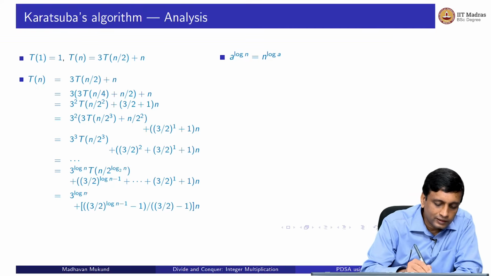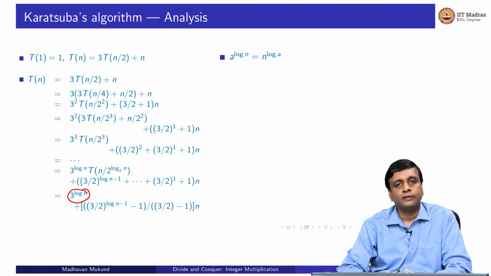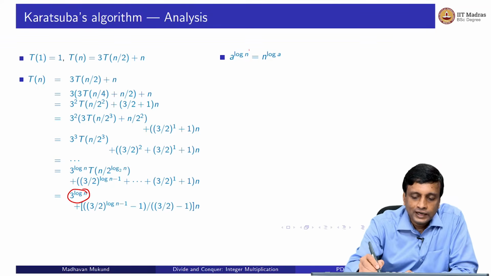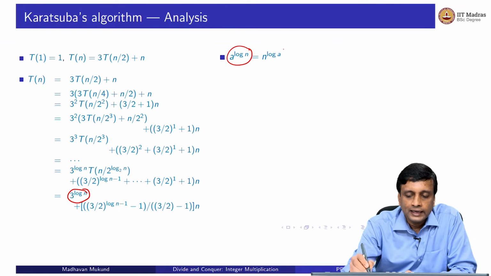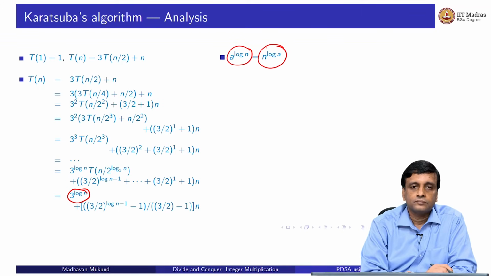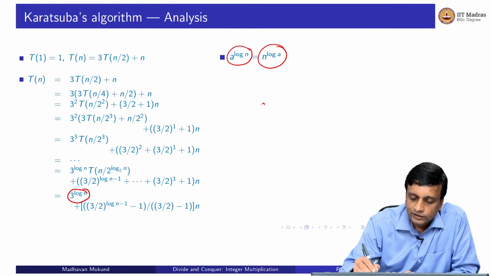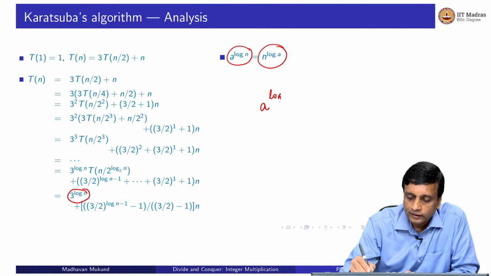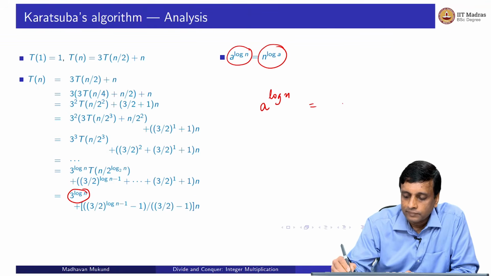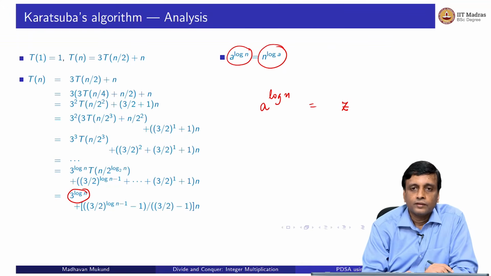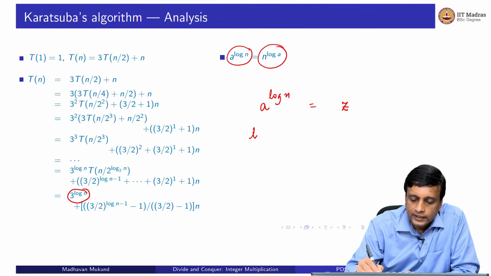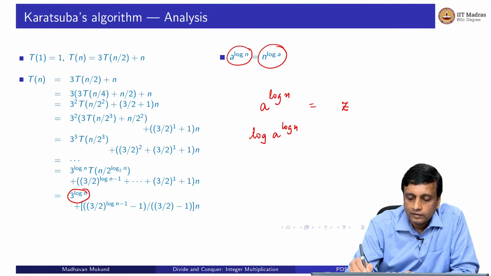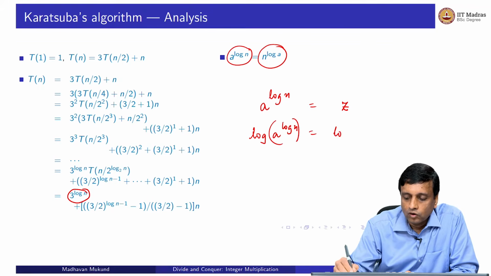Now let us look at this term. This is of the form 3 to the log n. So in general, if I have a to the log n, I claim it is the same as n to the log a. The reason for this is, if I take a to the log n and say that this is some value z, if I take now log on both sides, I get log of a to the log n is equal to log of z.